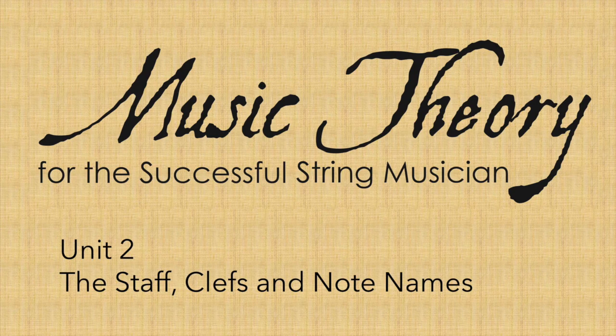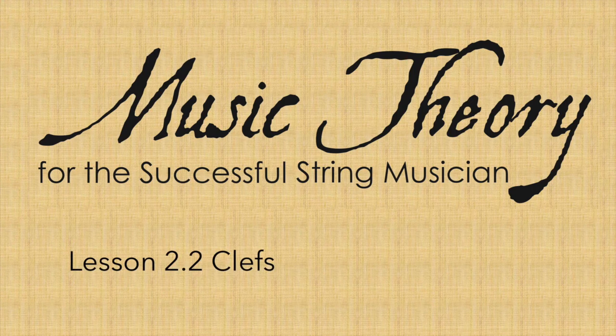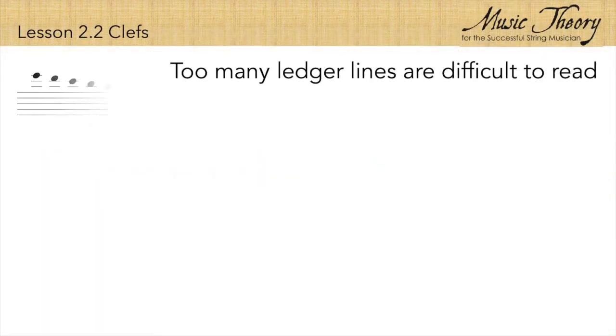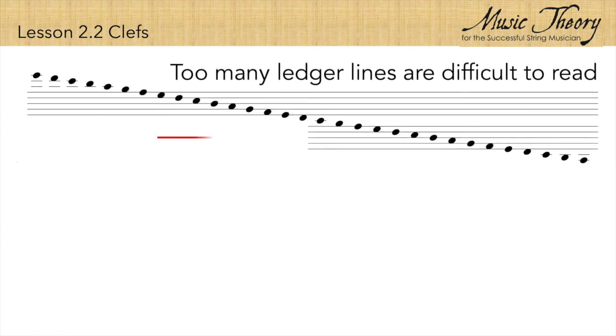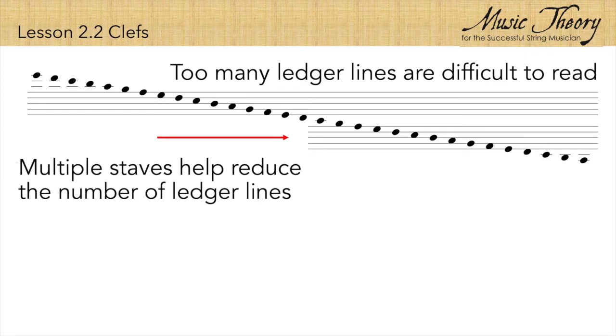Hi everyone! In this unit about staffs, clefs, and note names, we will look at the clefs that are used by the instruments in the string orchestra. In the last lesson, we learned that too many ledger lines can be difficult to read. To correct this problem, we can use multiple staves to reduce the number of ledger lines we have to read.